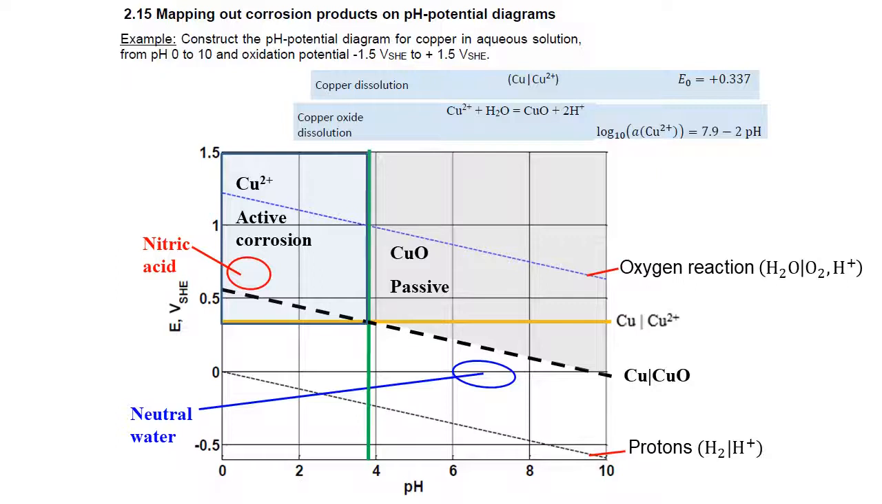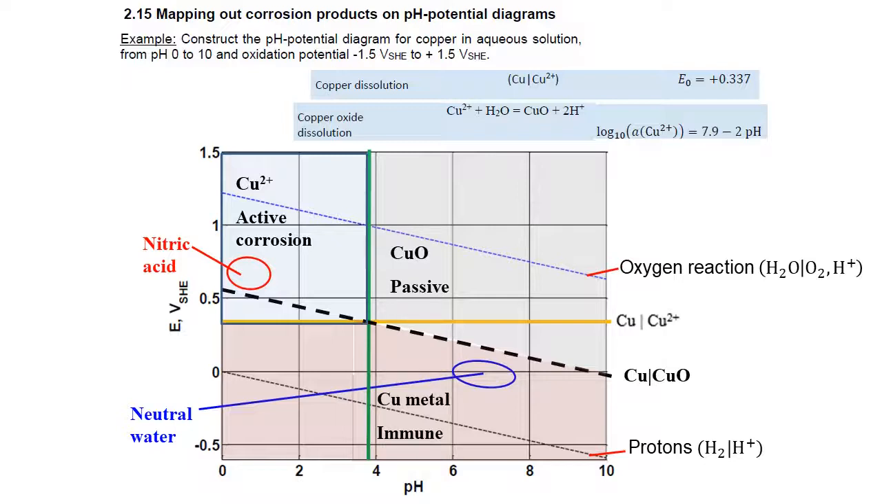So if we are both below the gold line and below the thick dashed black line, then the copper metal phase is the most stable of all phases, in which case we say copper is immune from corrosion and it will remain in its nice metallic state forever. So that's how we construct a pH potential diagram.